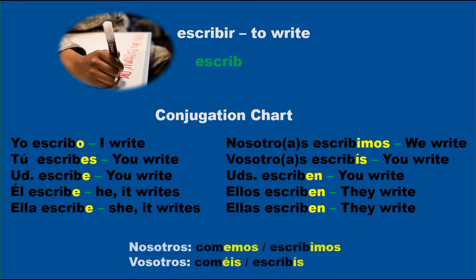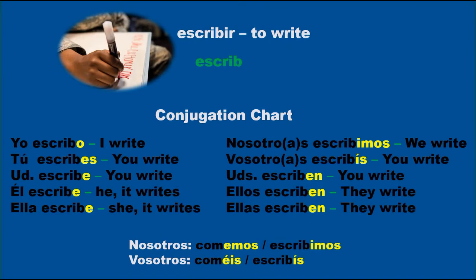The differences are the nosotros form and the vosotros form. As you can see, the ER verb comer ends with EMOS and EIS, so the ending matches these two forms. Likewise, the IR verb escribir ends with IMOS and IS.